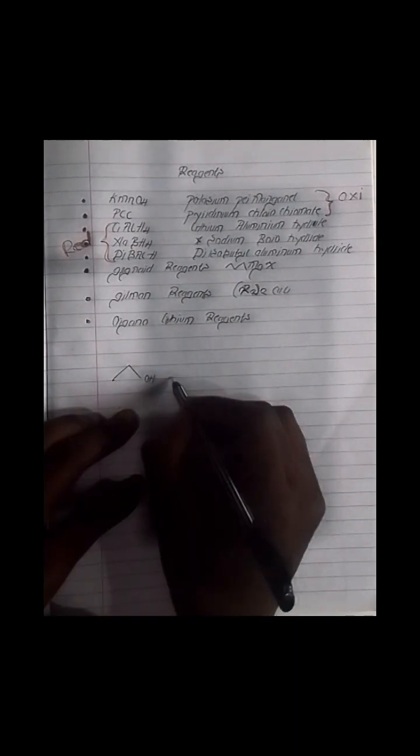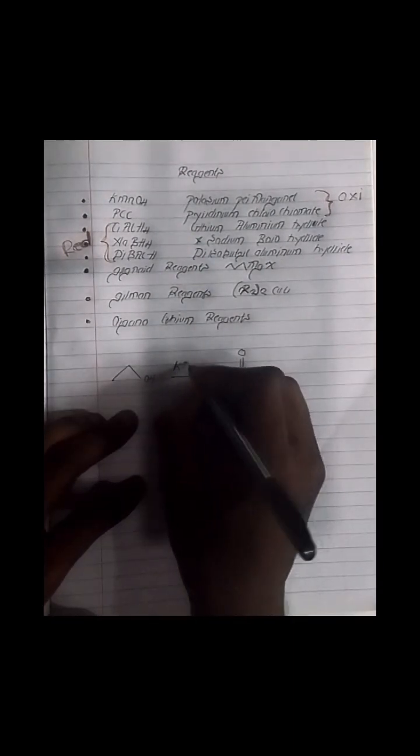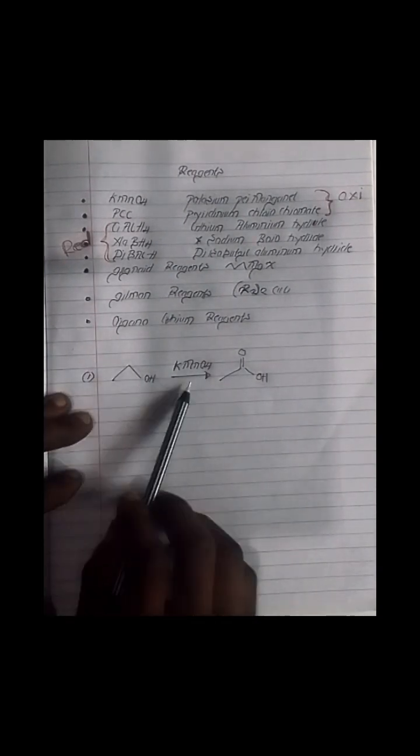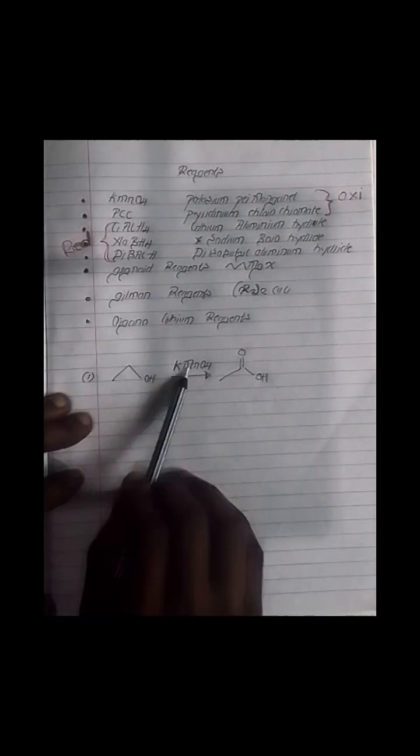So now, what do I mean when I say oxidation? What exactly do they oxidize? Suppose you start off with a primary alcohol like that. If you wanted to get a carboxylic acid like this, the reagent you're going to use is called potassium permanganate. Please remember this. This is a two-step process: you move from an alcohol to an aldehyde, then from an aldehyde to a carboxylic acid. You use this.